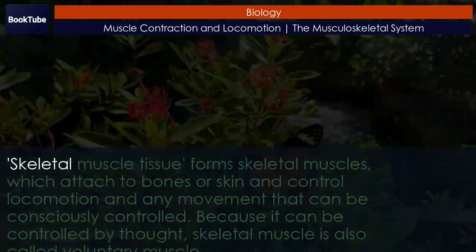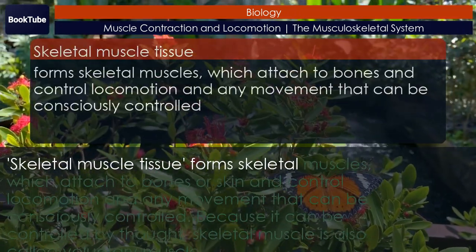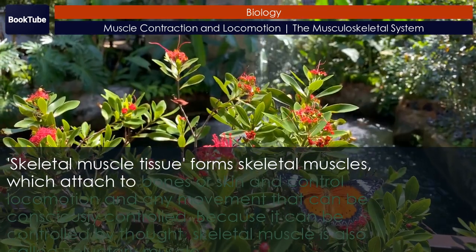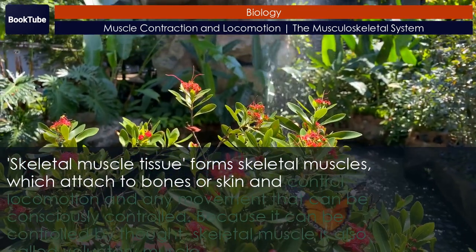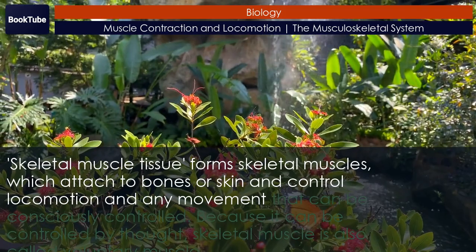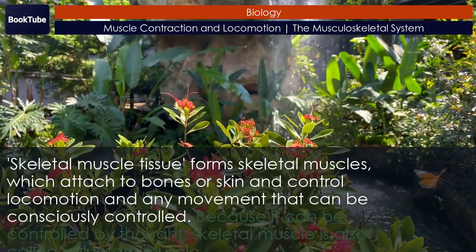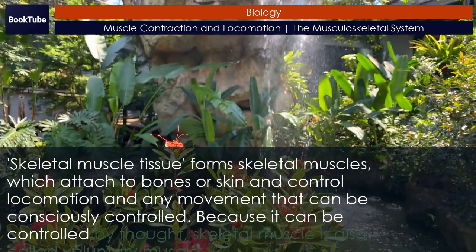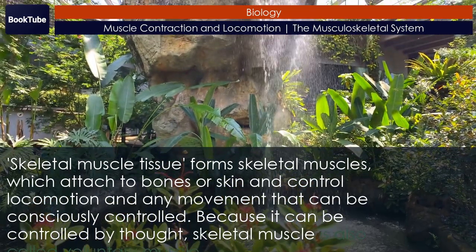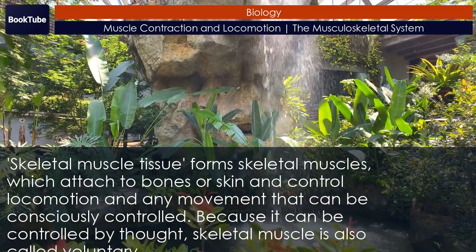Figure 1. Skeletal muscle tissue forms skeletal muscles, which attach to bones or skin and control locomotion and any movement that can be consciously controlled. Because it can be controlled by thought, skeletal muscle is also called voluntary muscle.